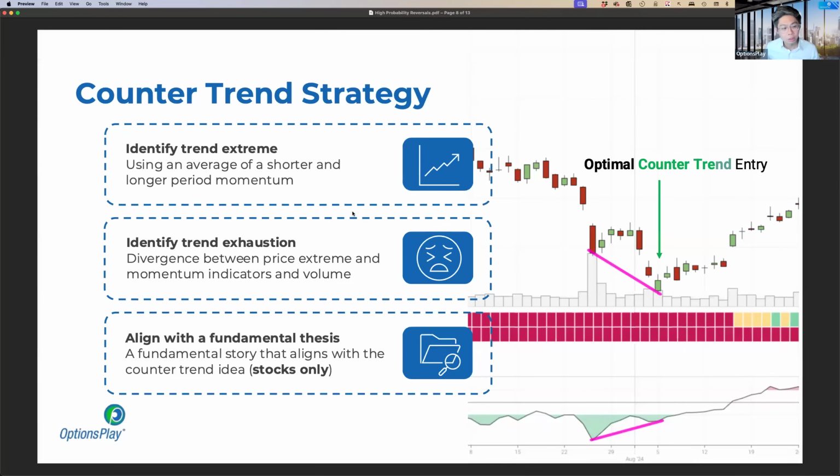By using these trend extremes and trend exhaustion, you're able to identify stocks basically near or at the exact day that the reversal happens from one direction to the other. And because you're trading against the trend, I tend to find that the fundamentals make a pretty big impact on the success of this as well.